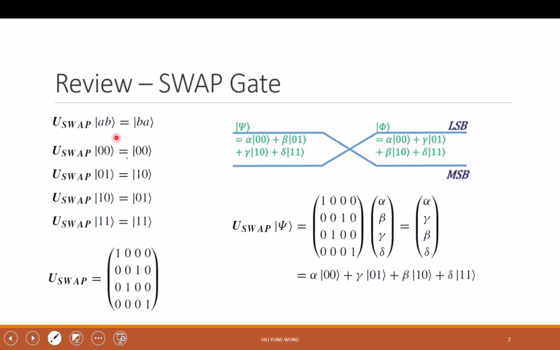So 00 stays 00. 01 becomes 10 because you swap them. Okay? 10 becomes 01, and 11 becomes 11. And this is the matrix that you have. And you definitely can see that, and this is the symbol. There are different symbols. That's one of them. Alpha 00 will not change. Delta 11 will not change. But 01 becomes 10, so the gamma 10 becomes beta 10, right? You swap the states just like swapping the coefficients. And that is the swap gate.